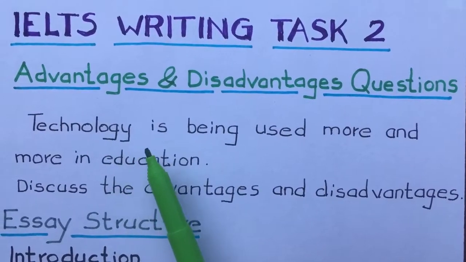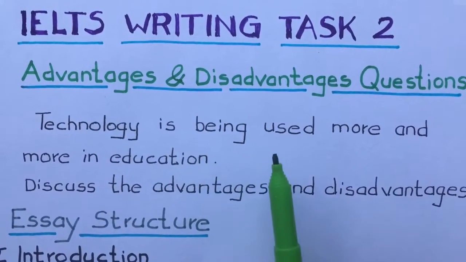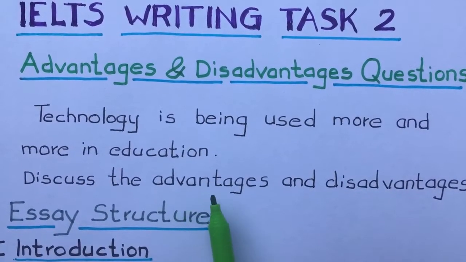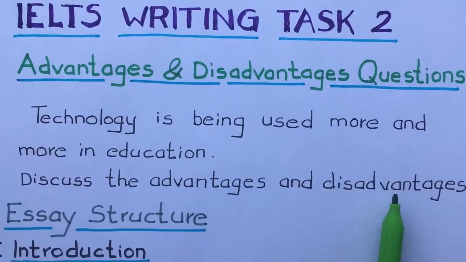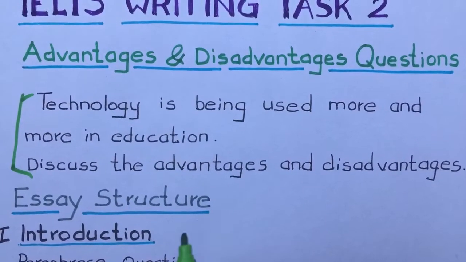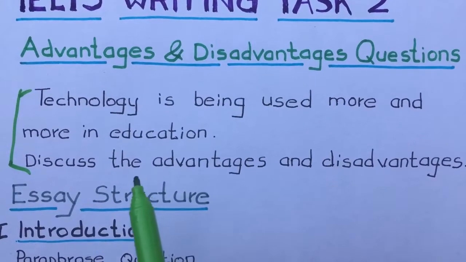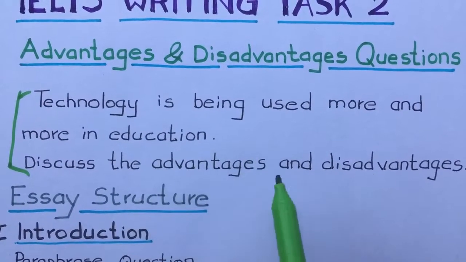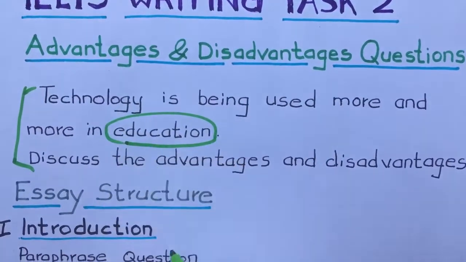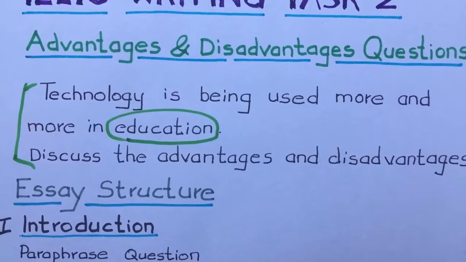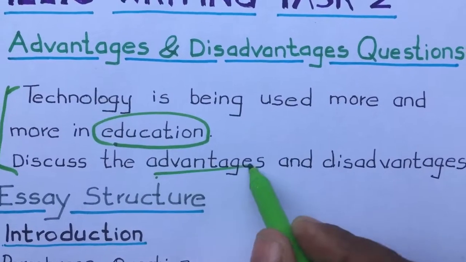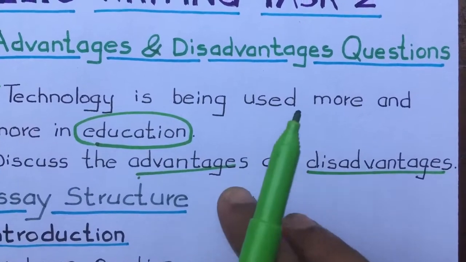So let's move to the question first. Technology is being used more and more in education. Discuss the advantages and disadvantages. See the question clearly. Nowadays technology is there in everything, right? So that's why they have asked a question like this. Technology is being used more and more in education, especially in education. What are the advantages or disadvantages of the technology? So this is our question.